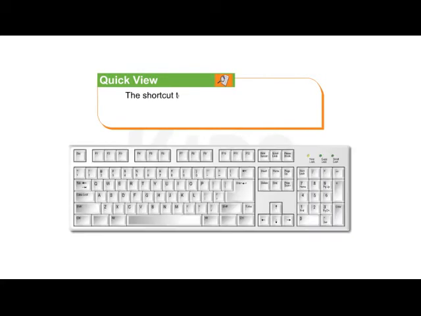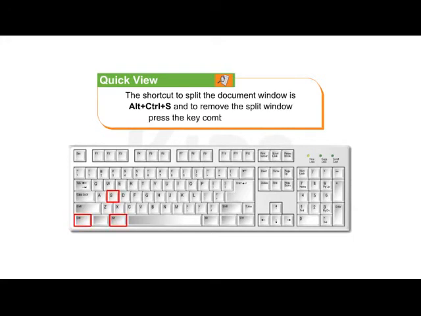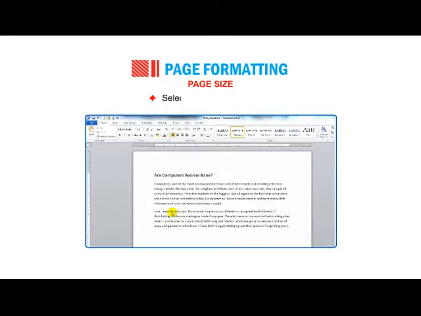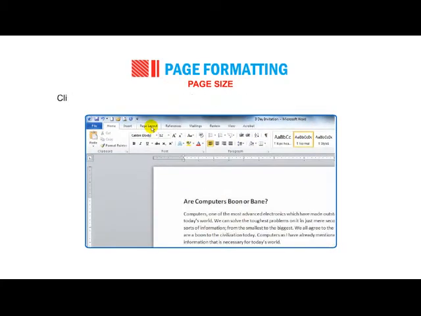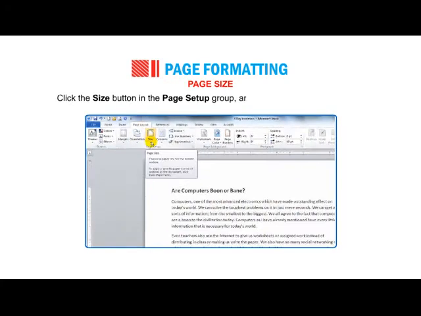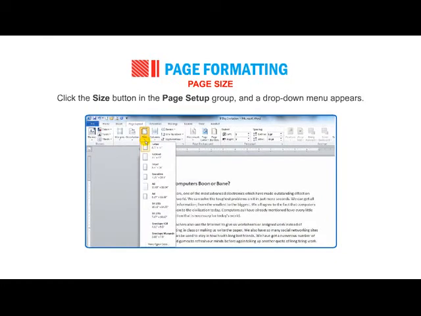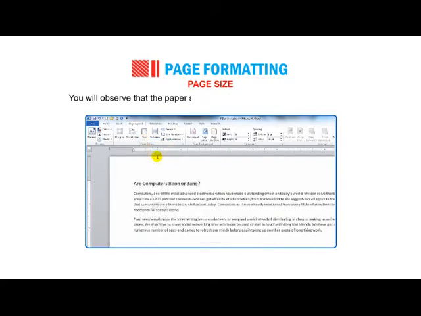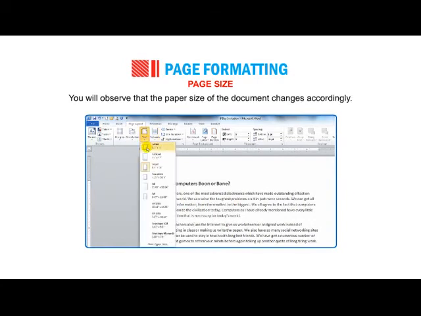The shortcut to split the document window is Alt plus Ctrl plus S, and to remove the split window, press the key combination again. Page size. Select the Page Layout tab. Click the Size button in the Page Setup group and a drop-down menu appears. The current paper size is highlighted. Select any predefined page size from the menu. You will observe that the page size of the document changes accordingly.